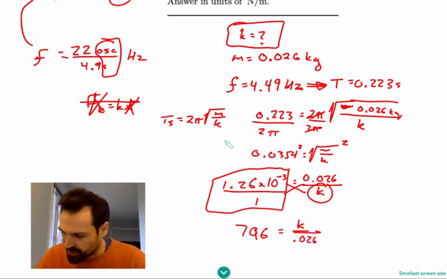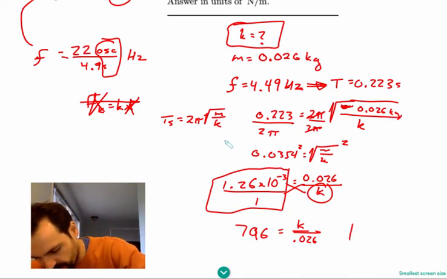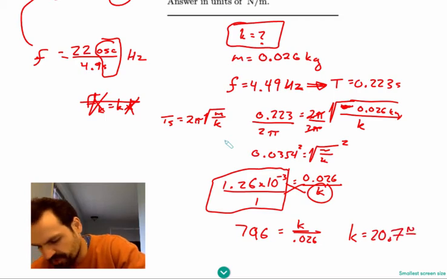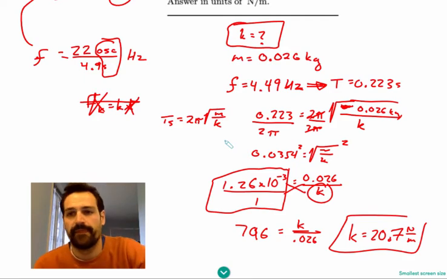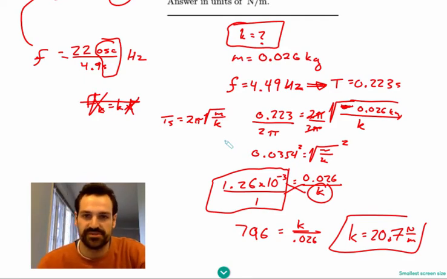And then I'm going to multiply both sides of the equation times 0.026 to find a k value of 20.7 newtons per meter. So that's how stiff your spring is. It takes 20.7 newtons to stretch it 1 meter.